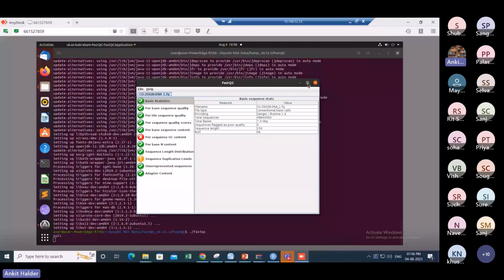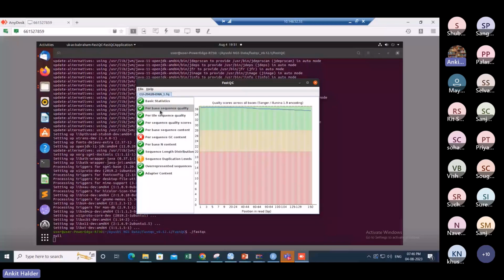So after the sequences, after installing FastQC, I have taken the extracted FastQ files. As I was mentioning, in the real data you can see that the quality scores are all at Q30, and here also you will get a green signal showing that your sequences are of high quality.